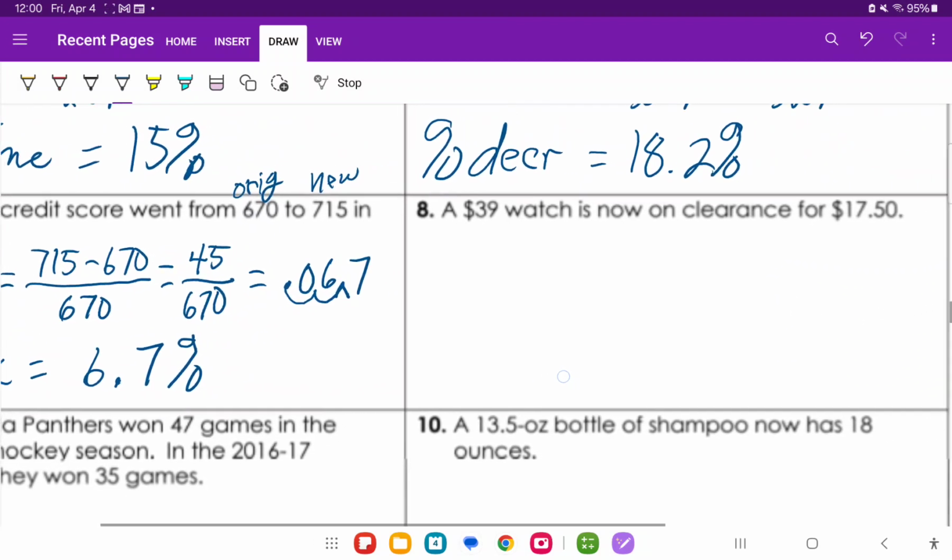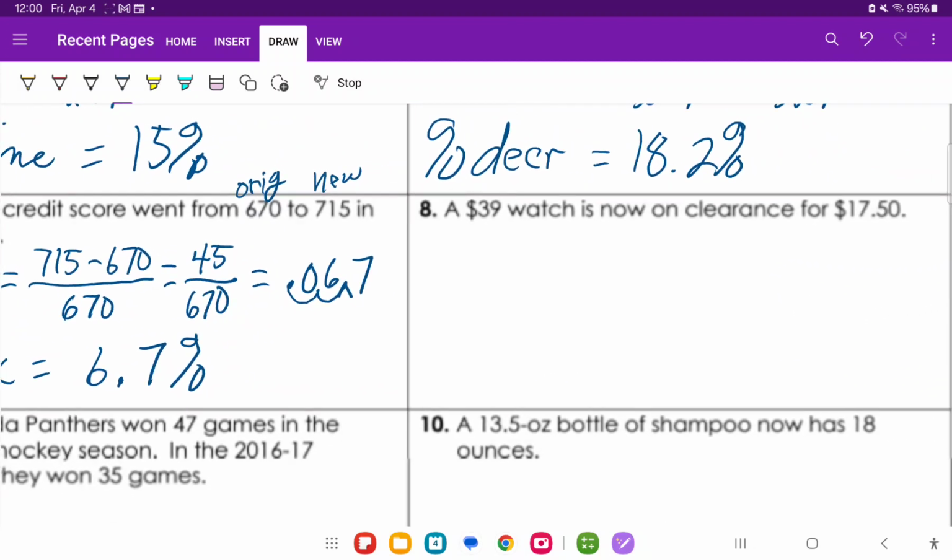All right, then number 8. A $39 watch is now on clearance for $17.50. So that is a decrease, right? Because the original price was $39. Now it's a deal down to $17.50. So this is a definite decrease.